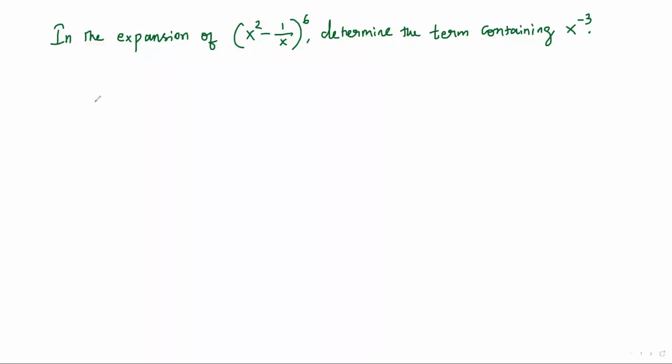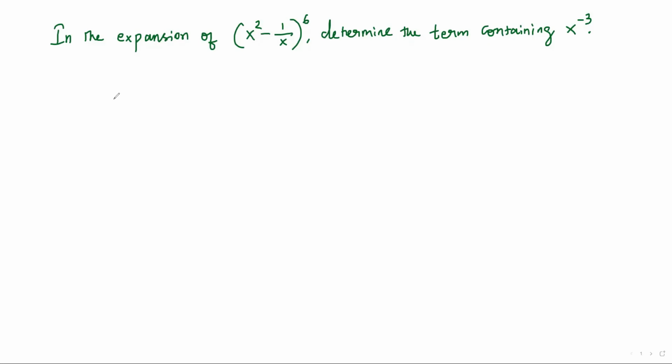Hi, in this video, we're going to see a problem on binomial expansion. Okay, let's go over the question. In the expansion of (x squared minus 1 over x) whole to the sixth power, determine the term containing x to the negative third power.